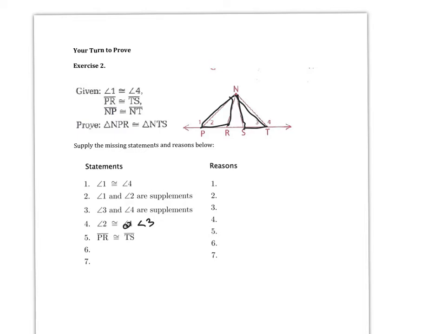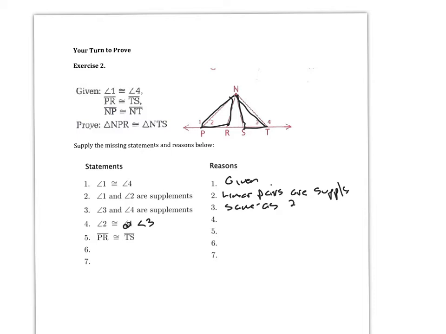So we have 1 and 2 are supplements, 3 and 4 are supplements. And the reason for that would be that linear pairs form supplements. And by linear pairs, we mean two adjacent angles. They share a ray, and together they make up a straight line. So we'd say linear pairs are supplements, and then we'd say same as 2 here.